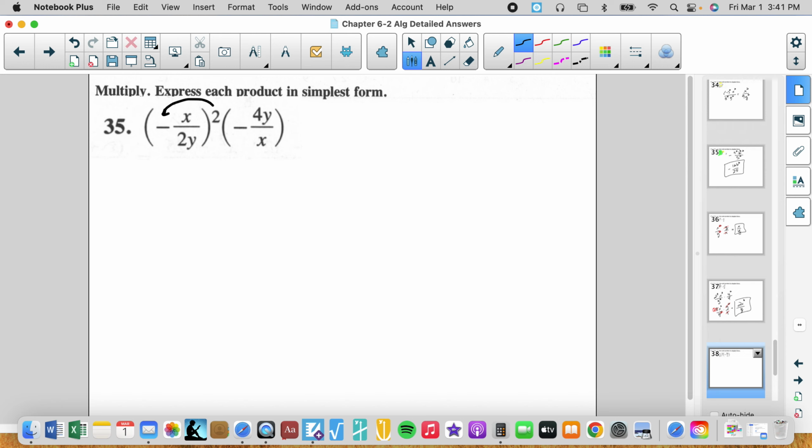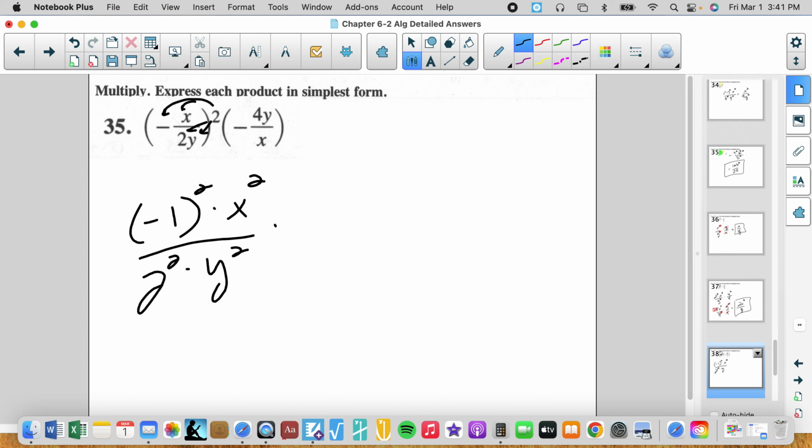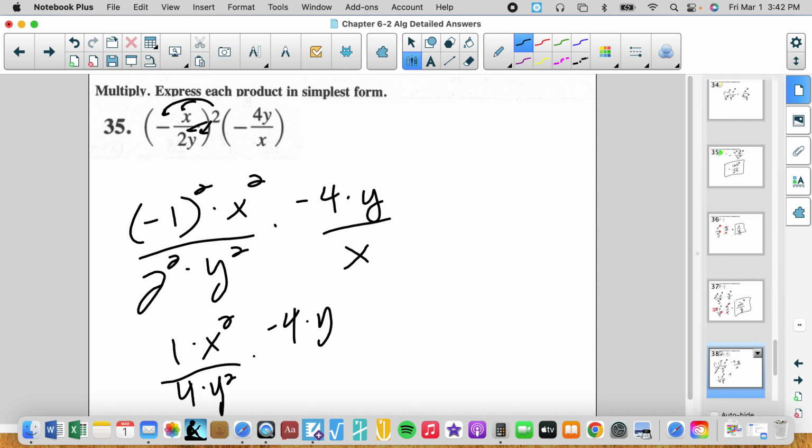Square it, square that, and that. There are 4 of them. So -1 quantity squared times x squared over 2 squared y squared times -4 times y over x. So that's going to give us 1 times x squared, 4 times y squared times -4 times y over x.